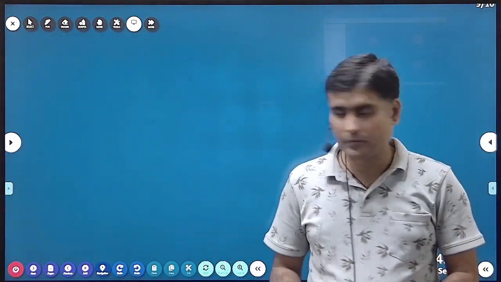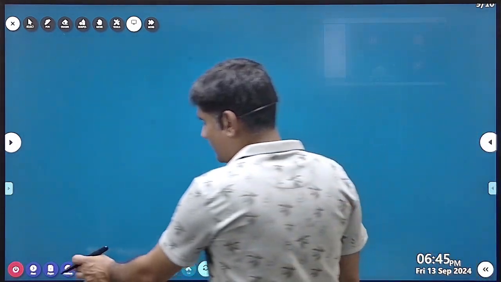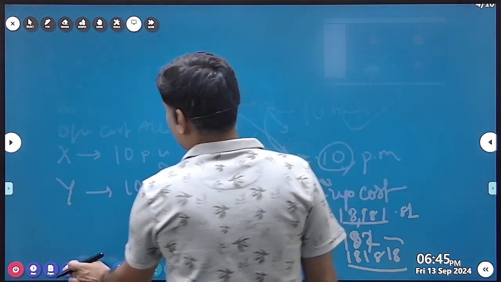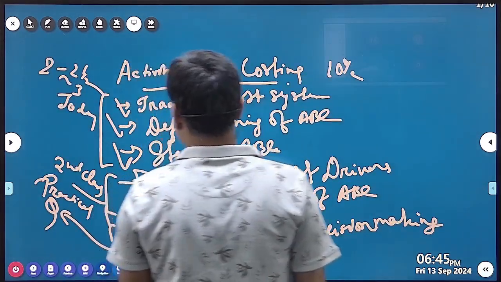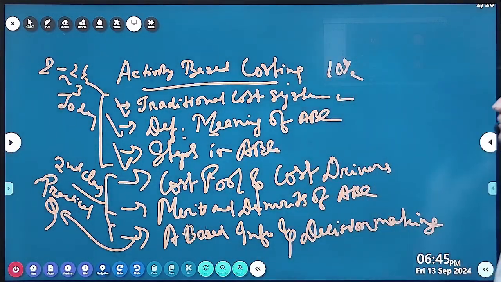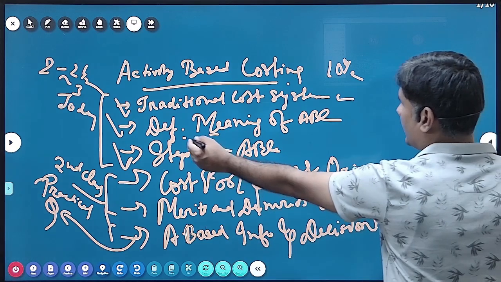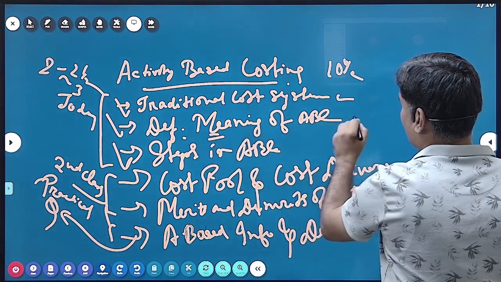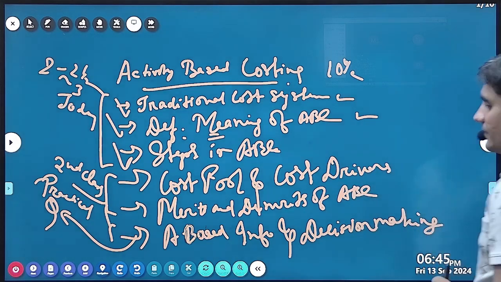So we will go to our next topic. So first topic is covered, traditional costing. We have tried to get some input on the traditional cost system. So now we will try to learn the definition and meaning of ABC.